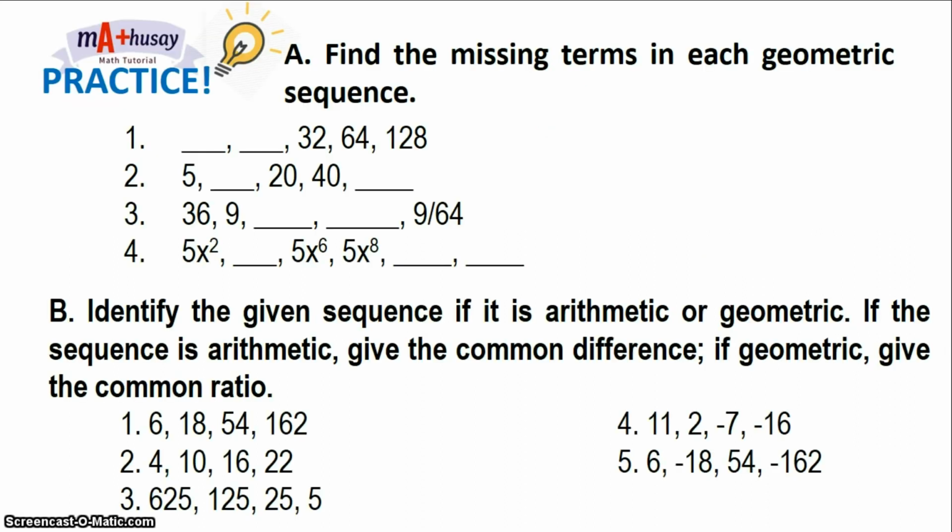Please pause the video and have some practice on the math skills you have learned. Don't forget to type your answers on the comment section. In letter A, you have to find the missing terms in each geometric sequence. In letter B, you have to identify the given sequence, whether it's geometric sequence or arithmetic sequence, and then find the common difference and common ratio.